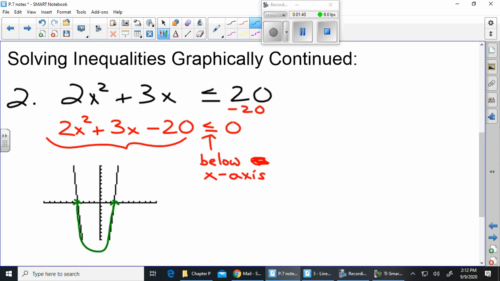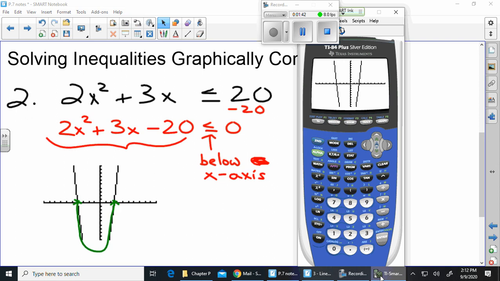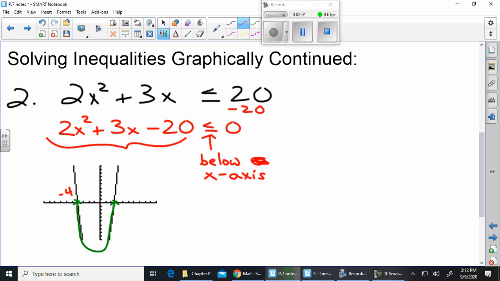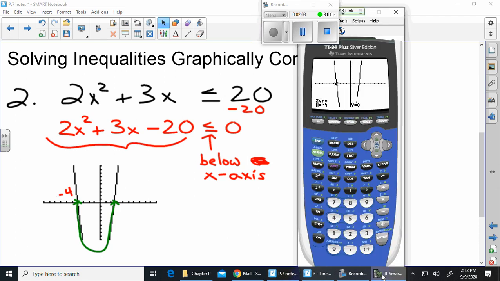So what do I need? My zeros. Second trace number 2. Left bound, just follow that thing, enter. Right bound, enter. -4. So that's that 0. I go do the other 0, number 2.